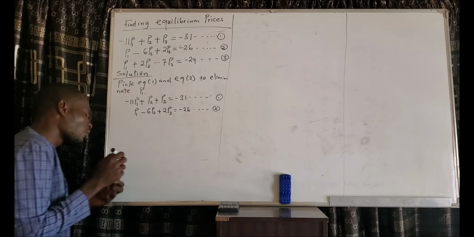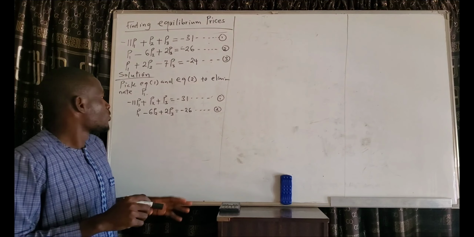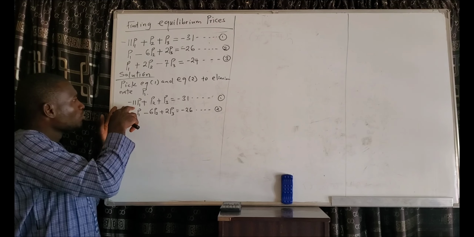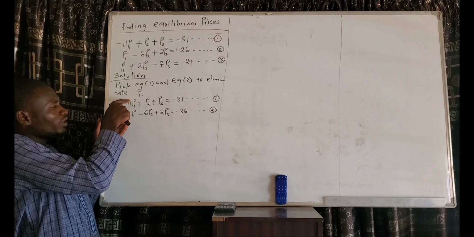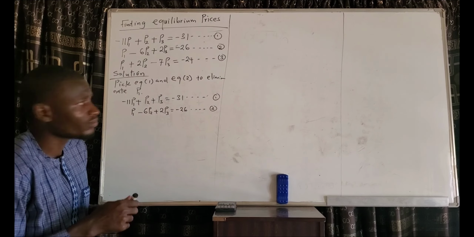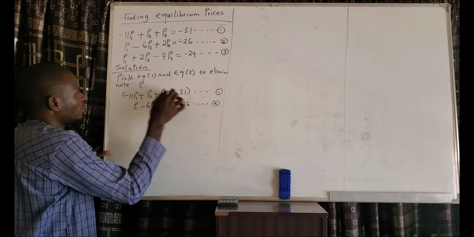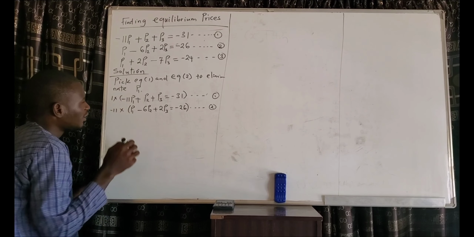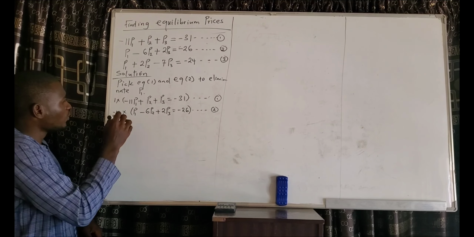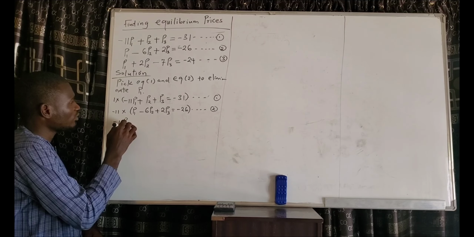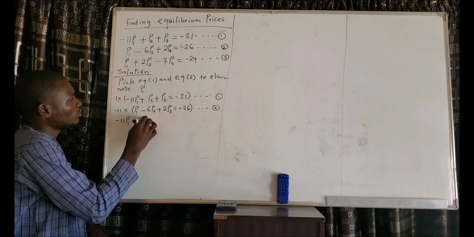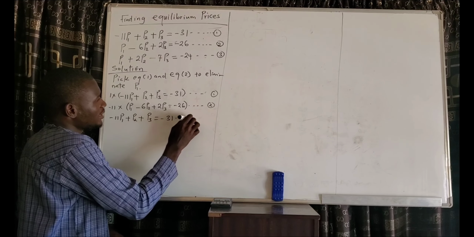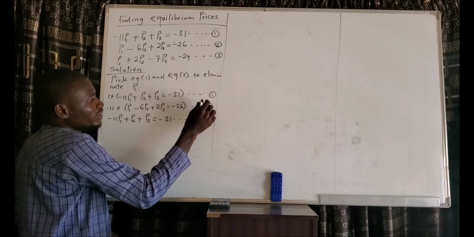Equation 2. So now we are going to eliminate P1. We multiply equation 1 by the coefficient of P1 in equation 2, which is 1, and we multiply equation 2 by the coefficient of P1 in equation 1, which is negative 11. So we multiply this one by 1 and this one by negative 11. By so doing, we have negative 11 P1 plus P2 plus P3 equal to negative 31. This is equation 4.